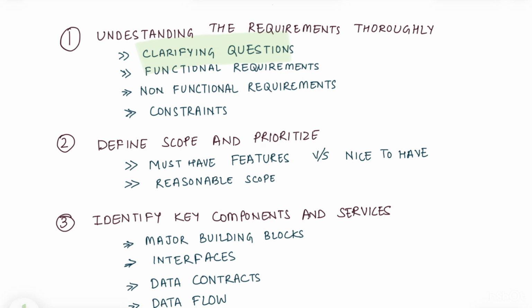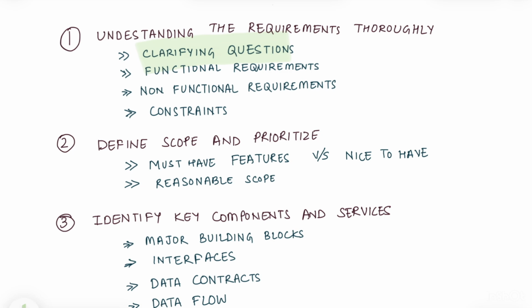Why? Because system design interviews are intentionally vague. Example, if I say design notification system, there are already so many unanswered questions: push notifications or emails, real time or delayed, millions of users or thousands of them, retry mechanism needed or not. And depending on these answers, your entire architecture depends.